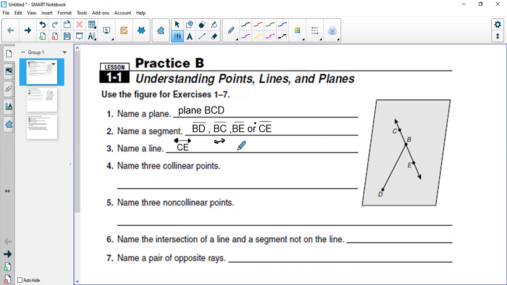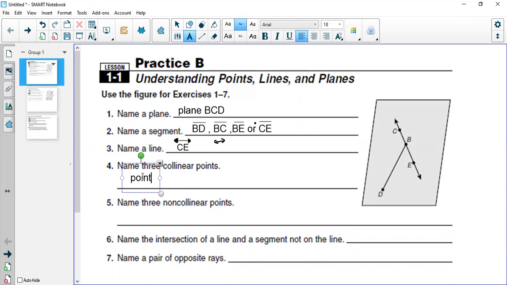Okay, name 3 collinear points. Collinear: co, together, linear, on the line. So name 3 collinear points. Let's write the points as points B, C, and E. So points B, C, and D. So name 3 collinear points. These are the only 3 collinear points we have.